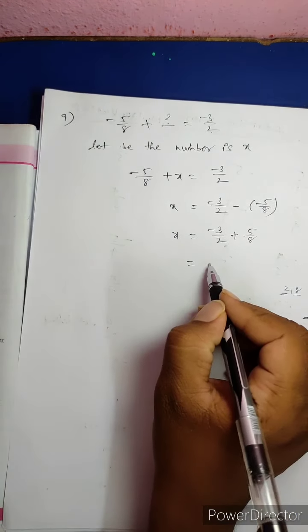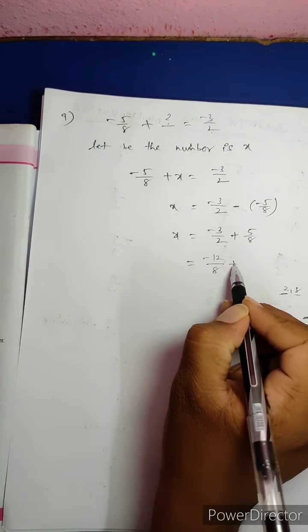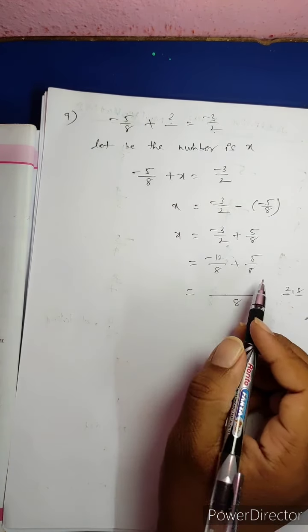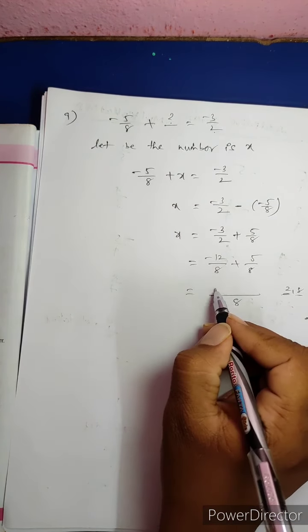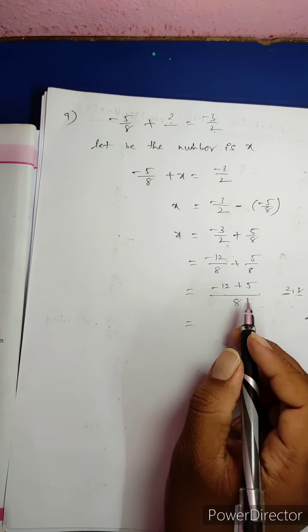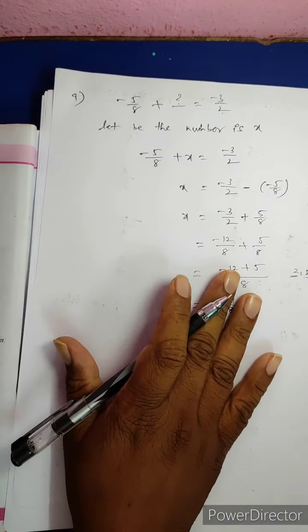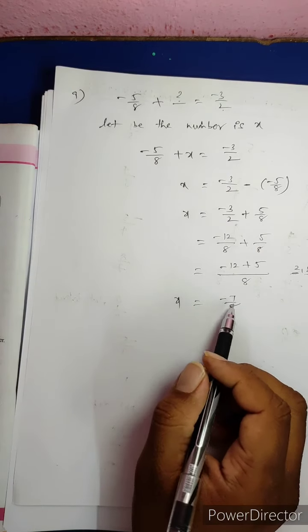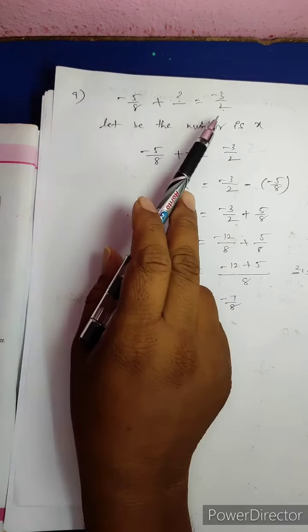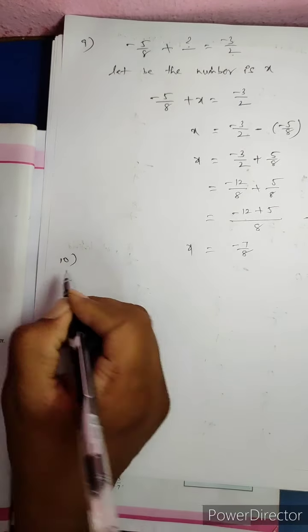Okay, now 2 fours are 8, 3 fours are 12, plus 8, the 8s are the same, right? Their denominators are both 8, so we can add the numerators directly. 12 and 5, the difference is -7/8. So the number is -7/8, which when you add to -5/8 we get -3/2. Okay, now next, the 10th problem.